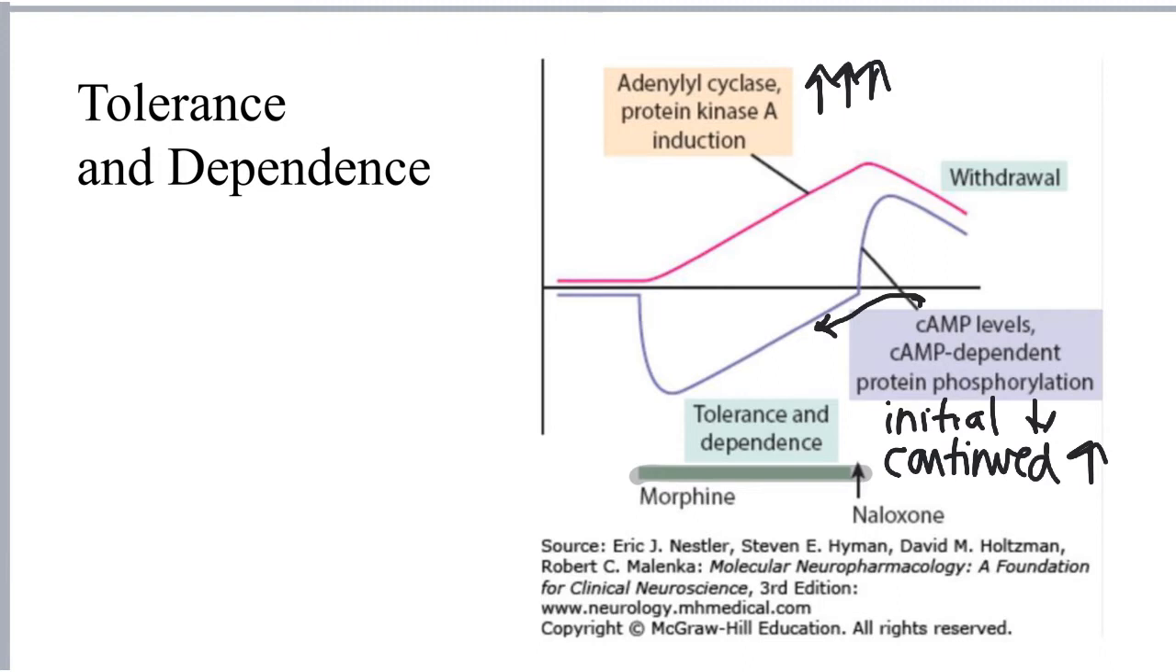Upon abrupt discontinuation of drug, or in this case, administration of an antagonist like naloxone, you see a phenomenon known as cyclic AMP overshoot, which is when morphine is abruptly removed, the body responds by greatly increasing cyclic AMP levels as an inverse of the effect that had been happening previously. And it is this cyclic AMP overshoot, or large increase in intracellular signaling cascades, that leads to the symptoms of withdrawal.